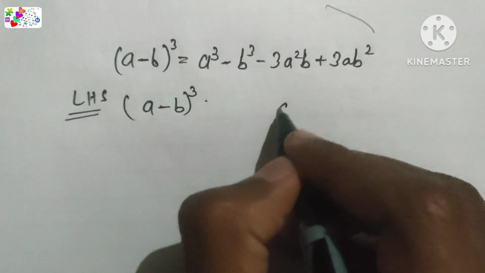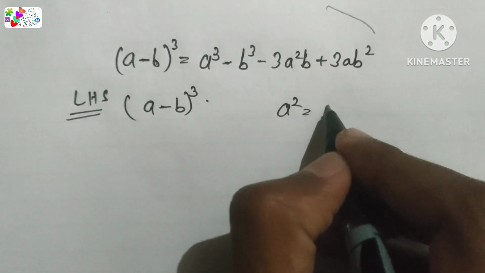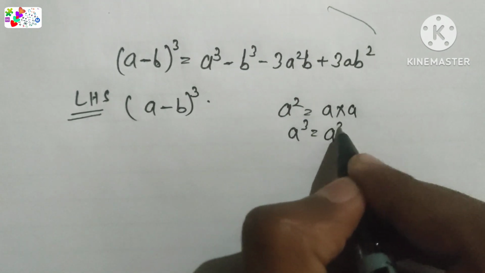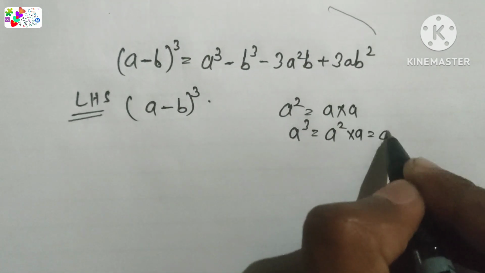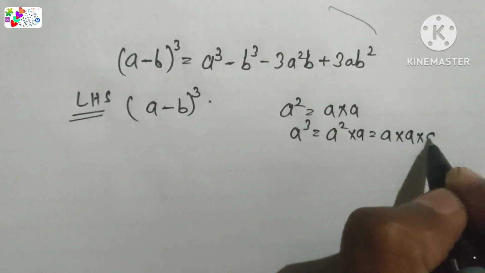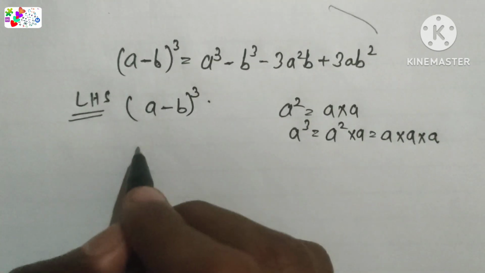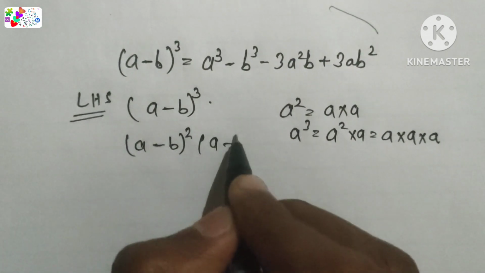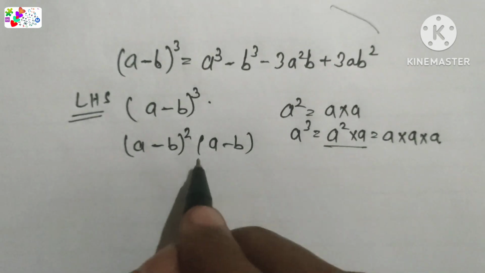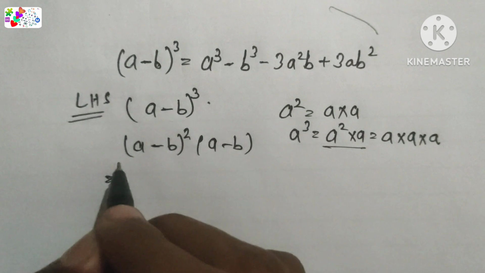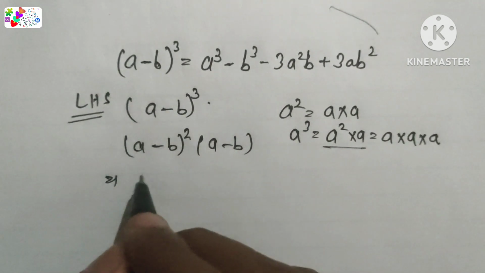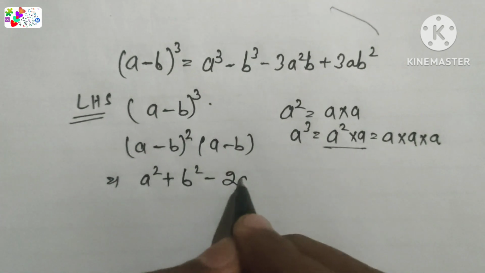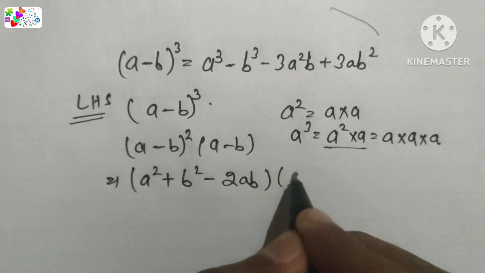So we know that a square is equal to a into a, and a cube is equal to a square into a, and this is also equal to a into a into a. So I will write here (a minus b) square into (a minus b), this property in this section. So we know that (a minus b) square is a square plus b square minus 2ab, and this is our (a minus b).